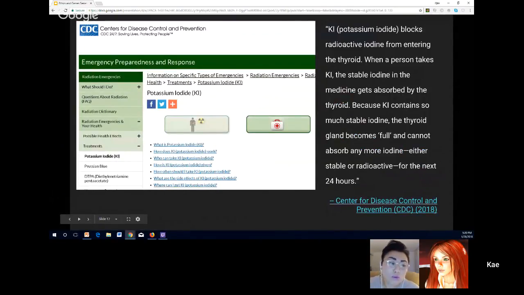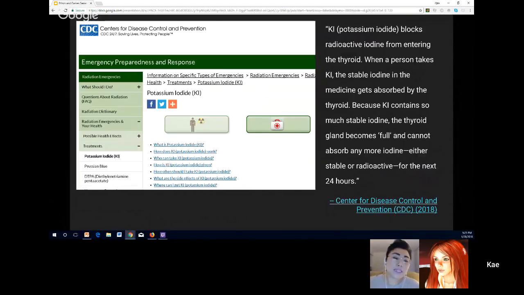Okay, so one thing you can do for yourself, I'm not suggesting that everyone should go out and buy this, but if you're paranoid, one thing you can buy on Amazon or other sites is potassium iodide. It's something they prescribe to patients with thyroid problems, but it's also something that United States soldiers carry with them when they go to countries that might have radioactive weapons. It blocks radioactive iodine from entering the thyroid.